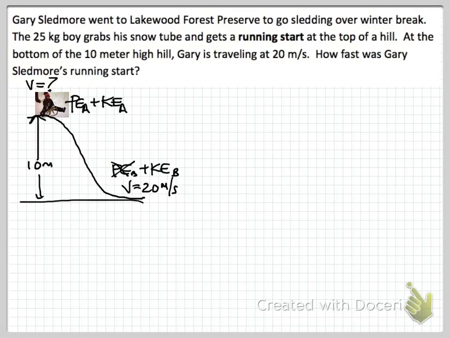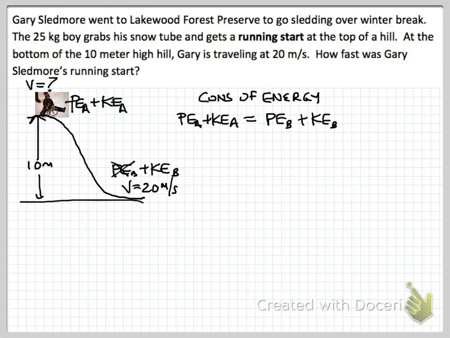So we're going to set up a conservation of energy equation. As you take a look, we've got conservation of energy: PE at A plus KE at A equals potential energy at B plus kinetic energy at B. We know these things are going to be equal. And now that we have that set up, and that's how I start every one of my problems, I'm actually going to put in the equations for potential energy and the equation for kinetic energy.